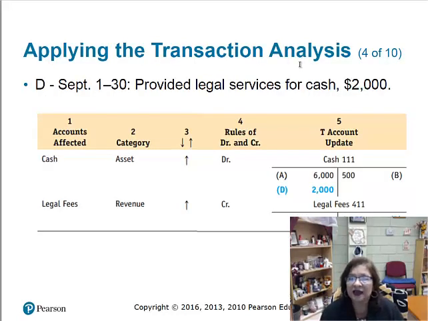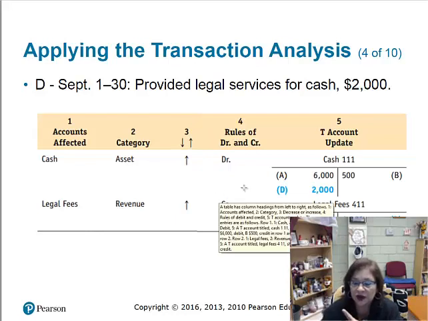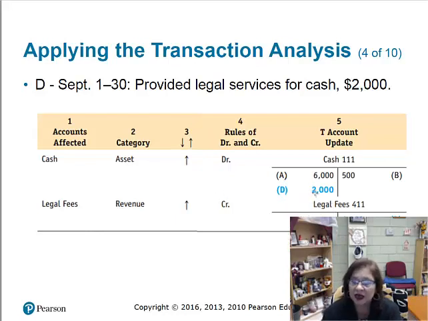Applying the transaction again. Here we go. For legal services, we now got money in. So we debited cash. Asset, it increases. And then it also increases the revenue, showing that we got money in. We're putting it into cash. But how do we get it? Based off the services that we provided on that day. Okay? The revenue. Recording the money that's coming in and going out.